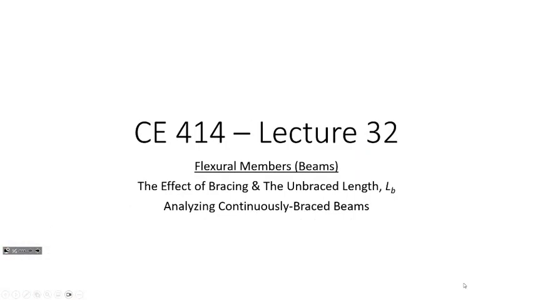So what we're going to be talking about today is the effect of bracing, and specifically the role of a term called LB. LB is the unbraced length for a given segment. This is a term that I think students sometimes confuse, because the unbraced length is not necessarily the length of the beam. Those aren't the same things, so making sure everybody understands the difference is important. And then we'll get into analyzing a continuously braced beam, meaning that given a beam, you can assess that it has adequate capacity.